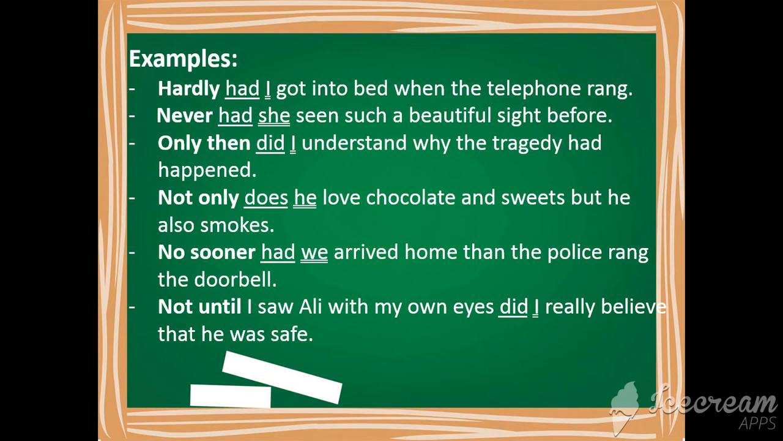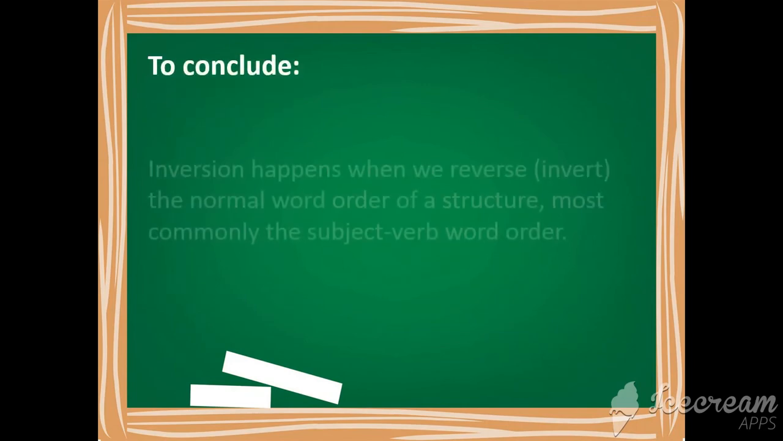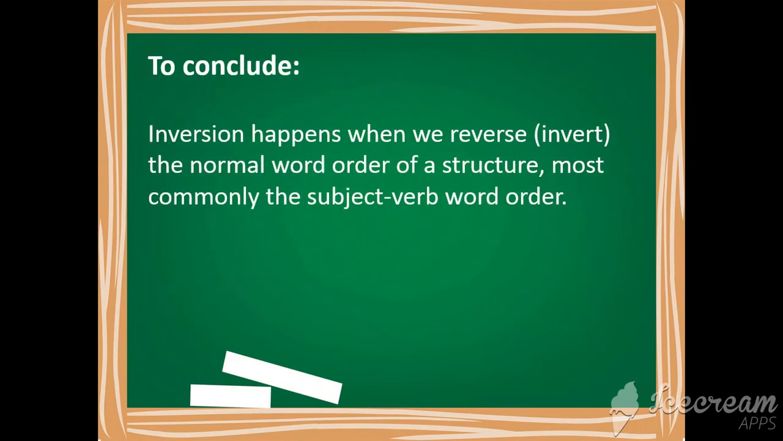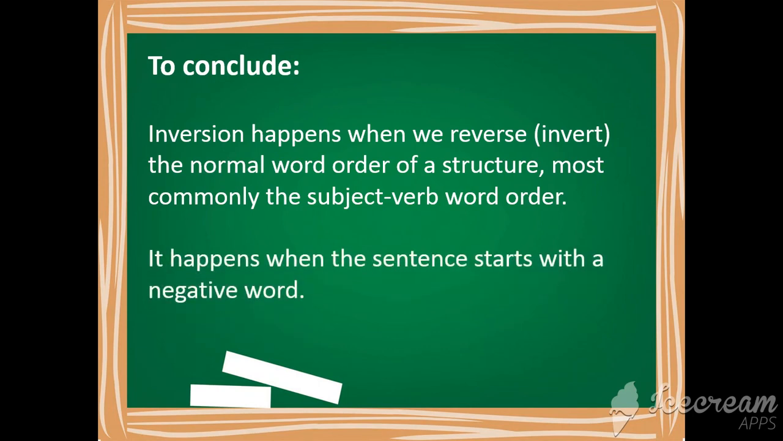To conclude, inversion happens when we invert the normal word order of a structure, most commonly the subject-verb word order. So when we talk about inversion in grammar, you know that we talk about subject-verb word order. It happens when the sentence starts with a negative word. Alright, we talk about statements ending with a period and not with a question. So this happens when the sentences start with a negative word.